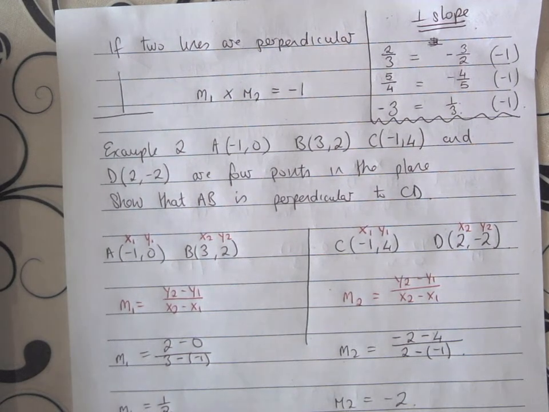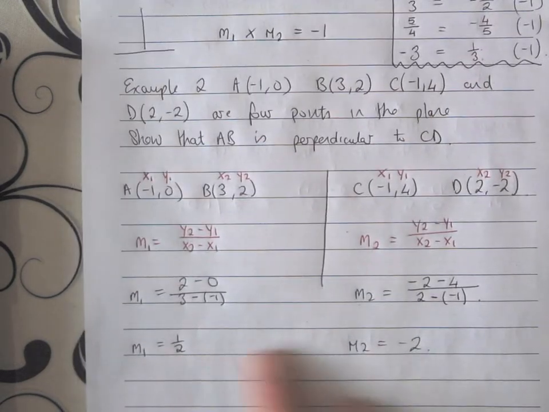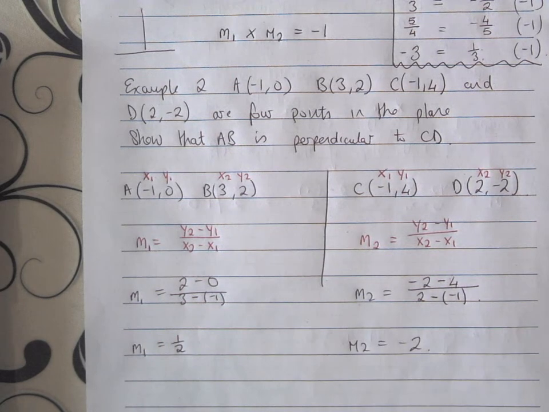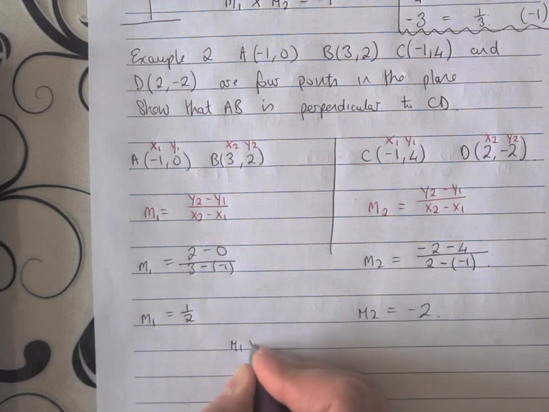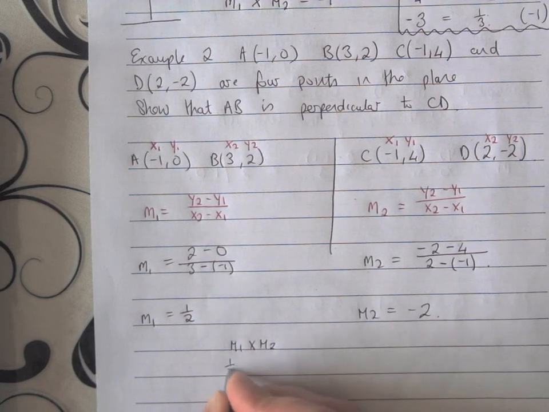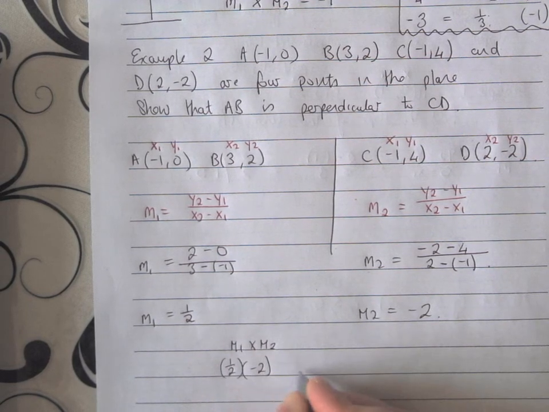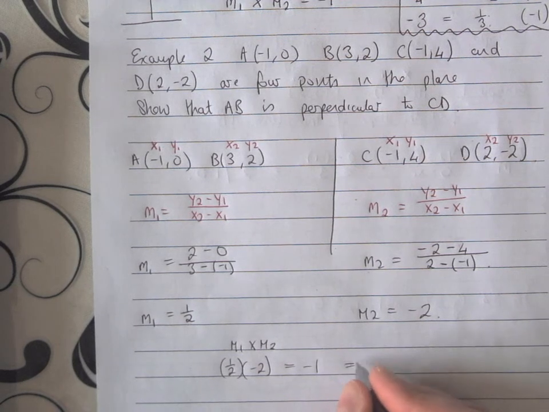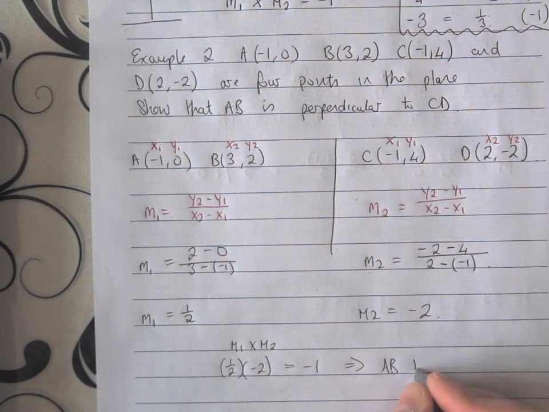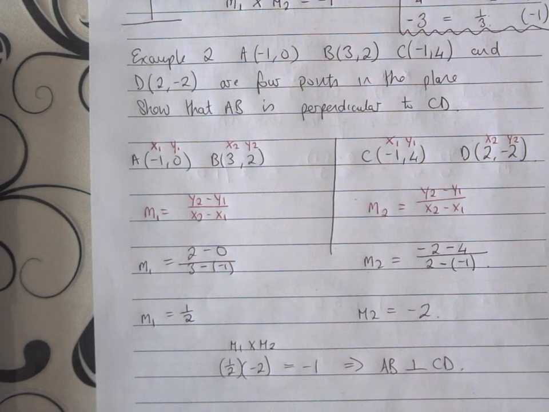Okay, so if we look at them, we've got a half and -2. If we had flipped this and changed the sign, we would get -2. So we expect it to be perpendicular when we multiply them. So M1 multiplied by M2: a half multiplied by -2 is -1. So therefore AB is perpendicular to CD.